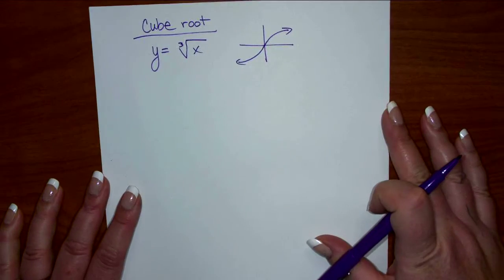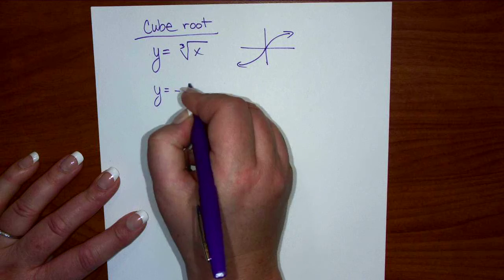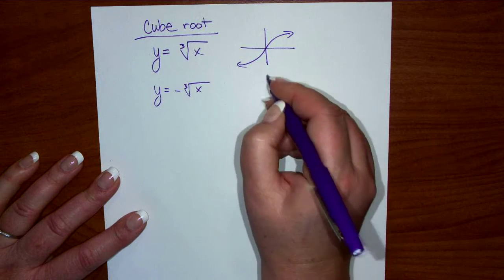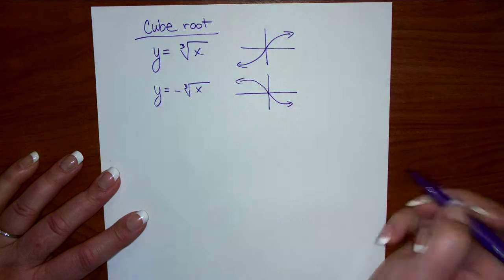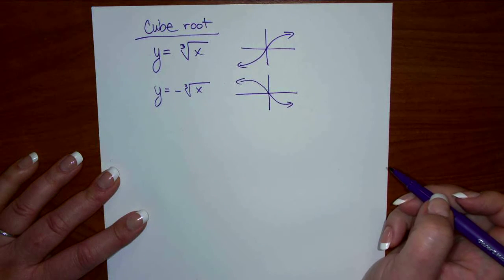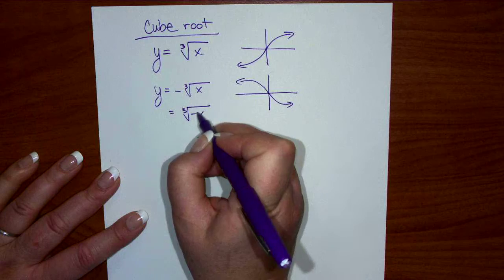So what if I put a negative in front? What's that going to look like? Like that. That will also be this one. If the negative is in front of the x inside the bracket, it's still like that.